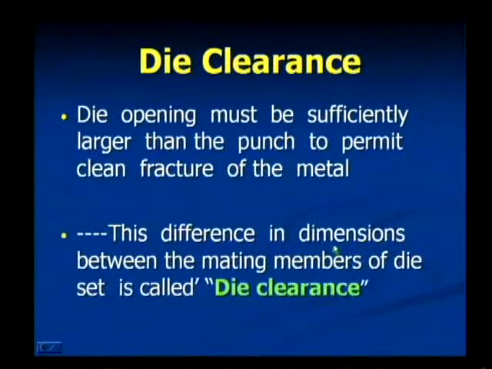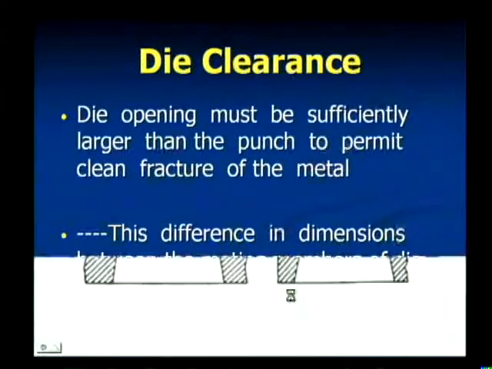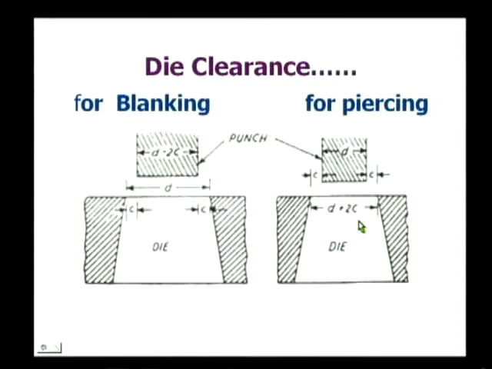This difference in dimensions between the mating members of the die set is called die clearance. Die clearance is a very important factor for a perfect cutting operation. So let us discuss die clearance. Die clearance totally varies from operation to operation. In case of blanking operation, we have to provide clearance on the die. For piercing operation, we are supposed to provide the clearance on the die, whereas for blanking it is clearance on the punch.